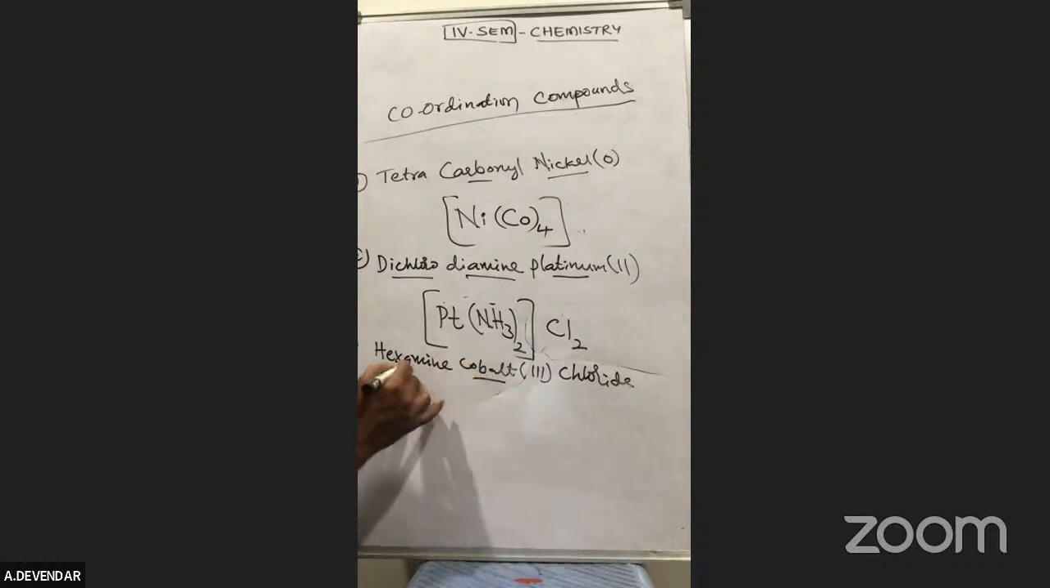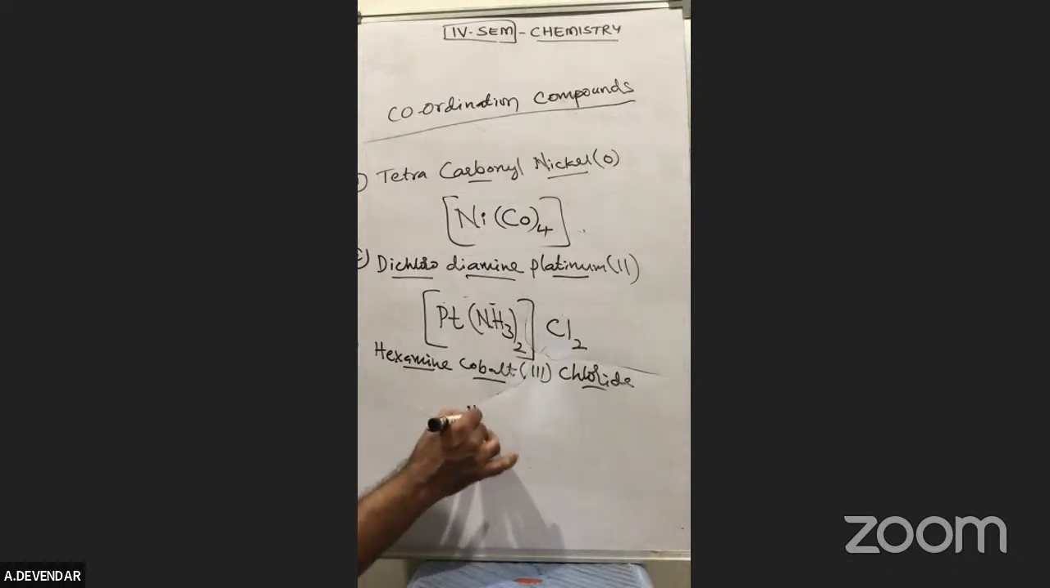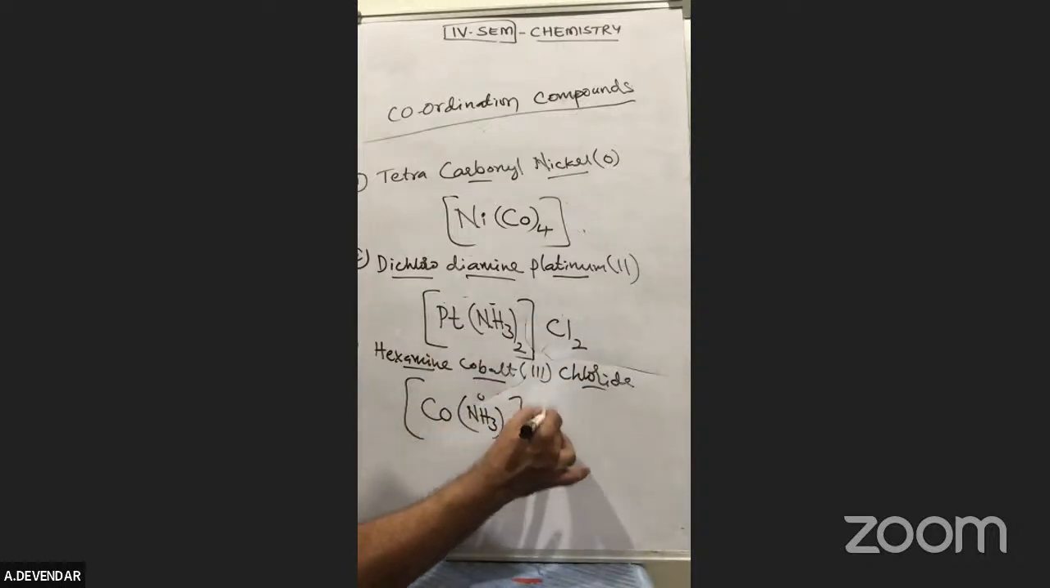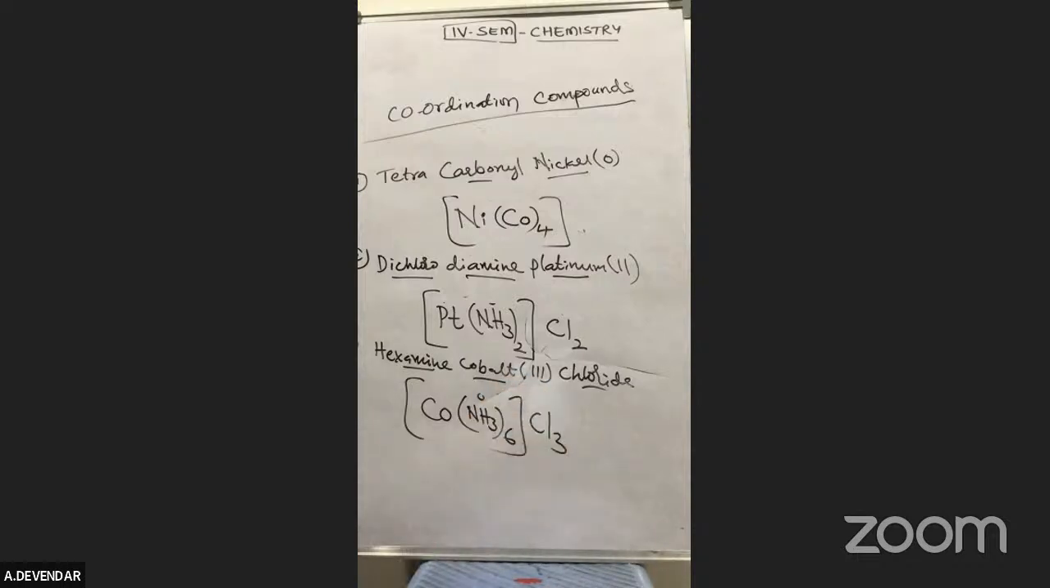Cobalt is the central atom. Amine is a ligand. Chloride is the ion. So hexaamine: amine means ammonia, NH3, six of them, hexa. Cobalt is the central atom. The ligand is neutral, so it is already 0. Chloride means 3 times minus 1, that means Cl3. Then the oxidation state comes under here: +3, cobalt +3. That's it.